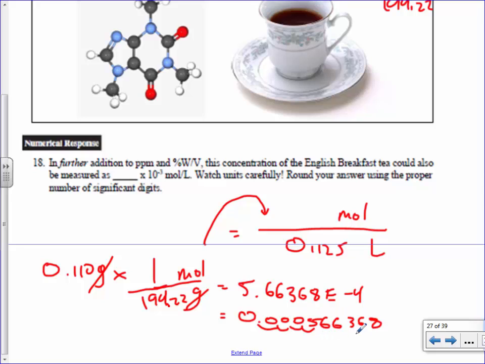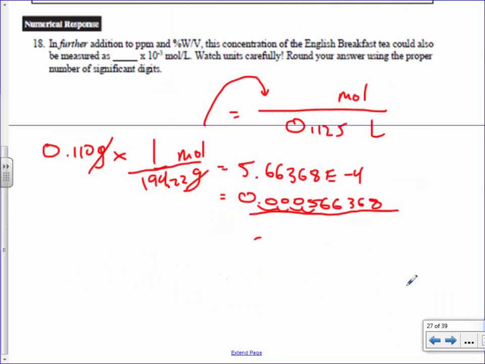Is this my answer though? What do I still have to do? That's my mole number. I still have to divide it by 0.125 liters. So divide by 0.125. And now my calculator spit out this number for me, 0.00453. And so on.